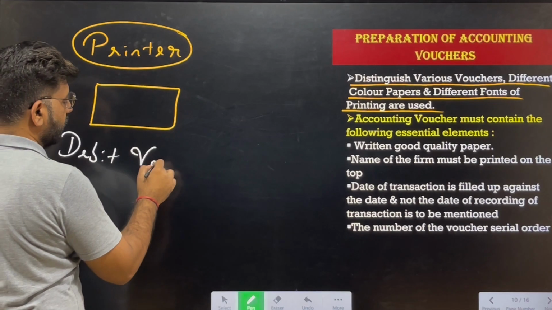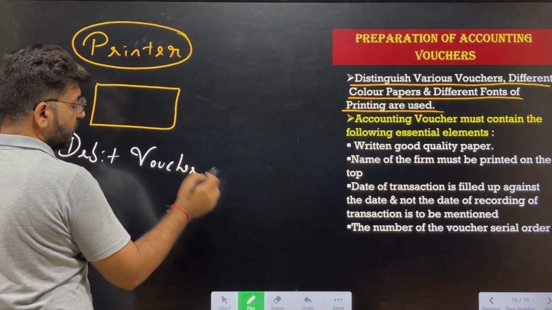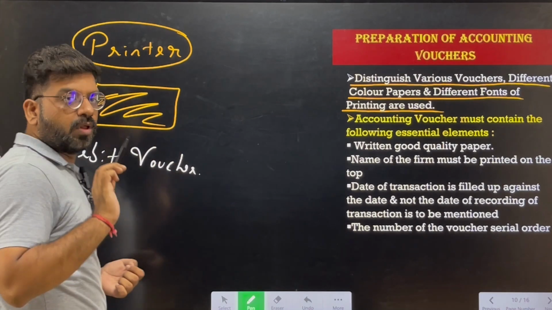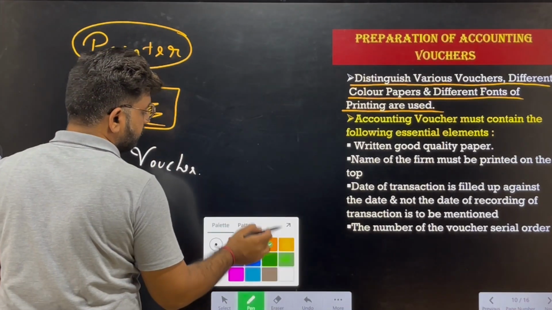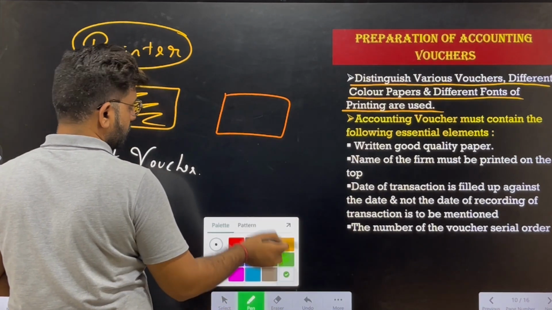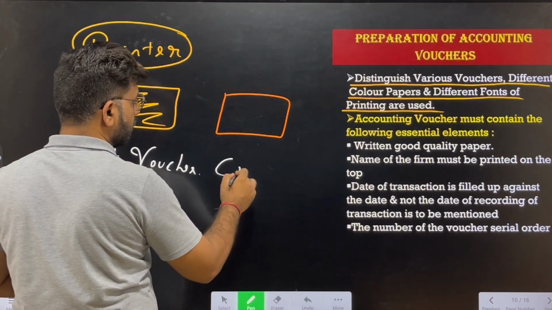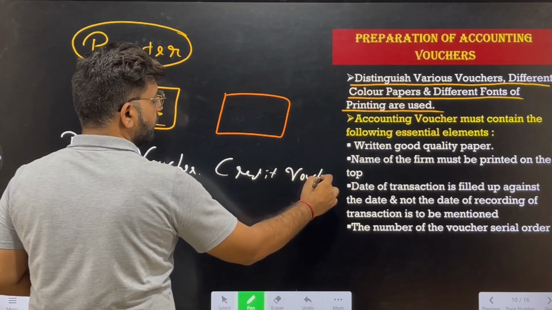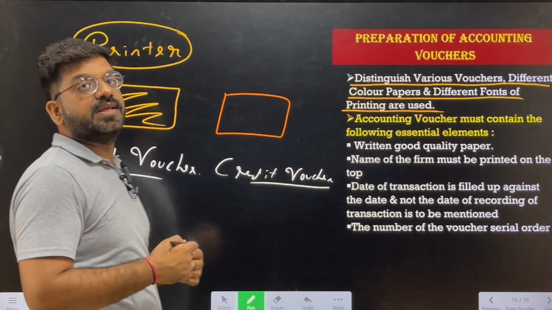This is a debit voucher, which will be of which color? Yellow color. Suppose they again say just print a credit voucher of orange color. So with this, there is a bifurcation in the different types of vouchers.